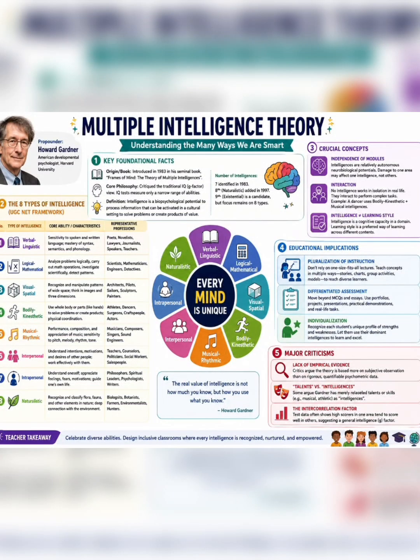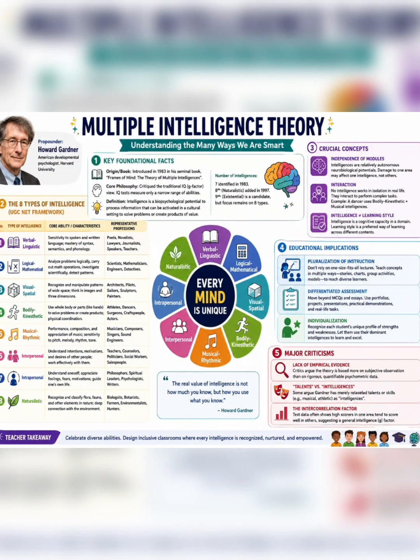So let's look at the foundational facts in section 1. Proposed by Howard Gardner, an American developmental psychologist from Harvard University, this theory was introduced in 1983 in his seminal book, Frames of Mind: The Theory of Multiple Intelligences.